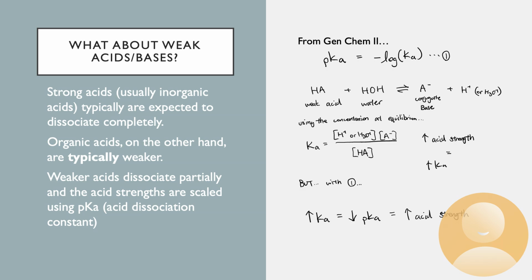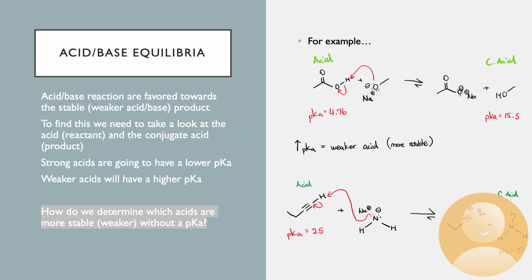Organic acids, on the other hand, are typically weaker. Weaker acids dissociate partially, which means not all of the acids dissociate completely, some remain intact, and their pKa as a result are higher, ranging. A good example would be acetic acid with a pKa of 4.75. On the right is how we calculate pKa and the Ka values, which are taken during equilibrium. Why is pKa, the strength of an acid, so important?